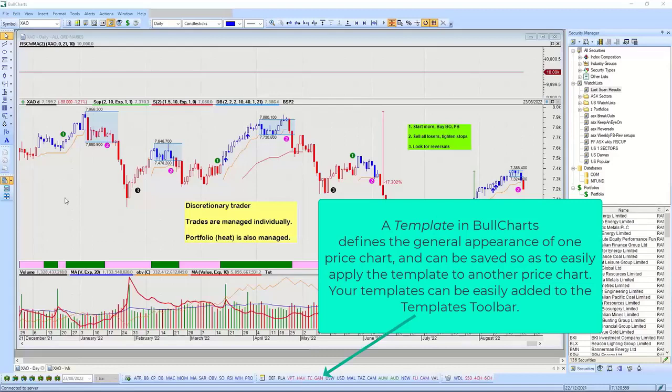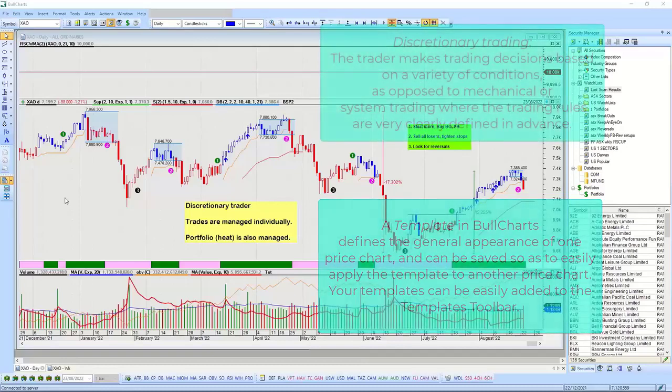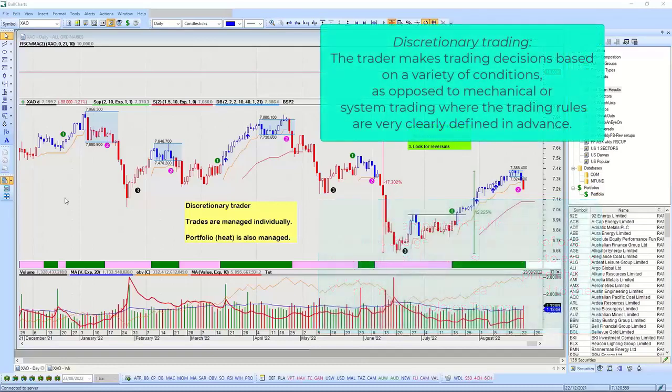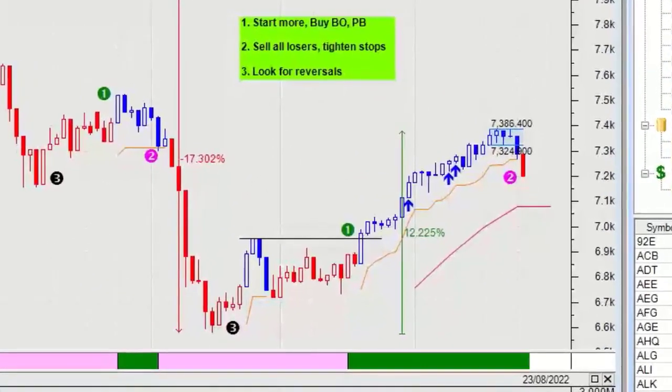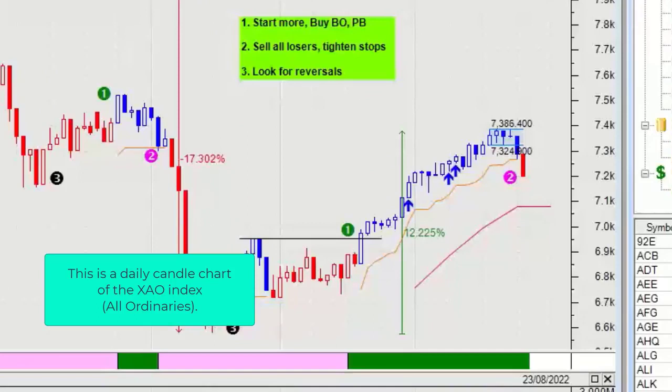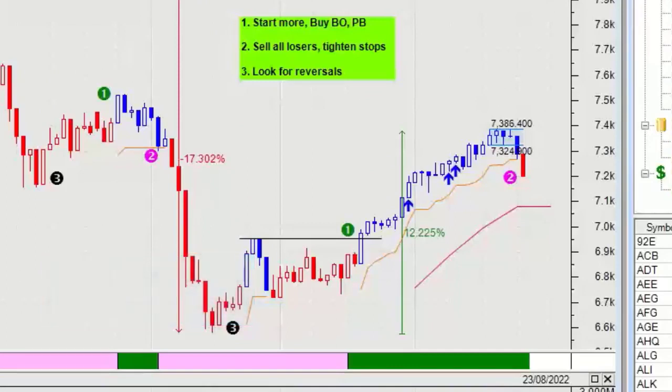I'm a discretionary trader. Even though all my trades are managed individually, I also keep an eye on the market, as you can see on this chart, where I manage my portfolio heat. Now, portfolio heat is mainly my downside exposure. So if you look at the far right-hand side of the chart, we can see that the index has gone down, or the market's gone down for a couple of days. And there's a little number 2 there. Number 2 means I've sold all my losers already. And I've tightened the stops on a lot of other trades. In other words, I'm starting to reduce my exposure to the market.